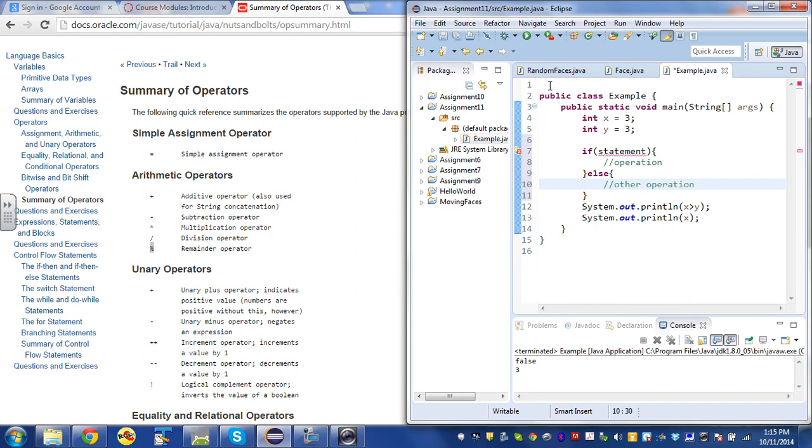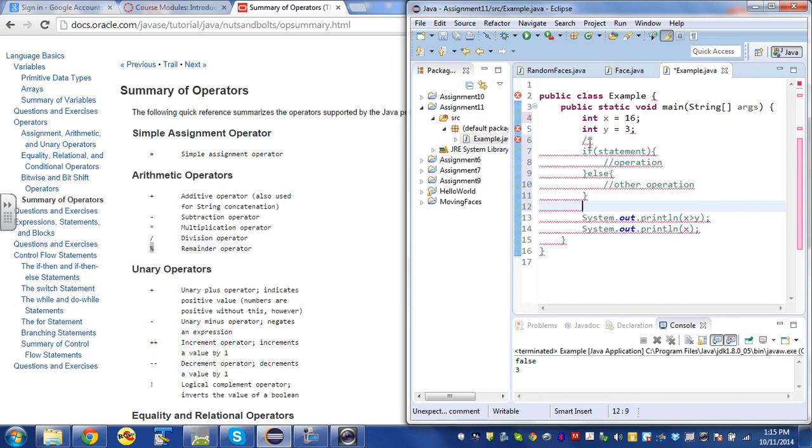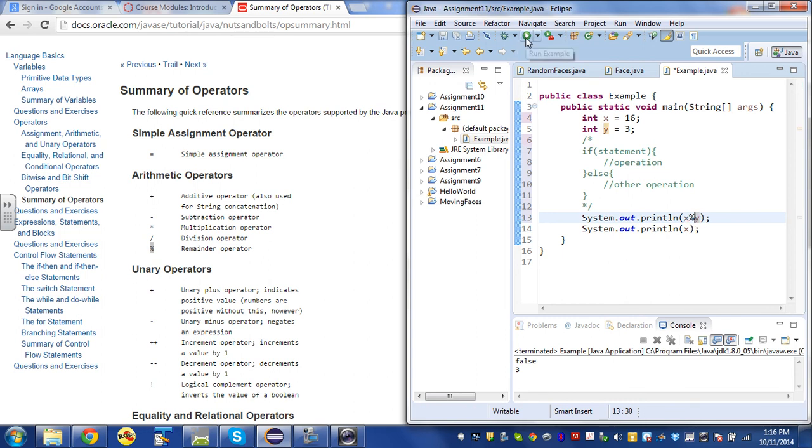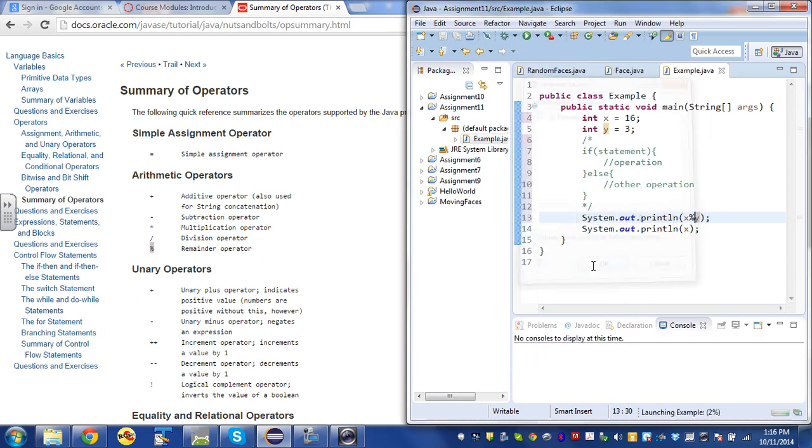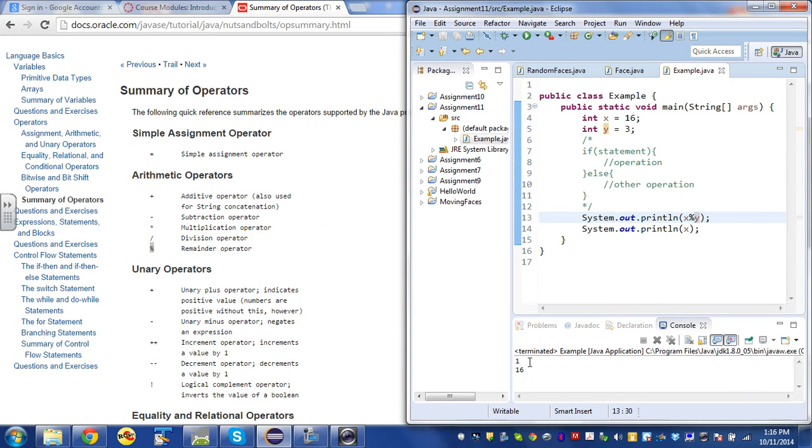So let me just show the modulus operator real quick. If x is 16 and y is equal to 3, and I'm just going to comment this stuff out for a minute. Then let's print out x modulus y, and it should print out 1. So when I run this, I get a 1, and then a 16 because I'm printing x also.